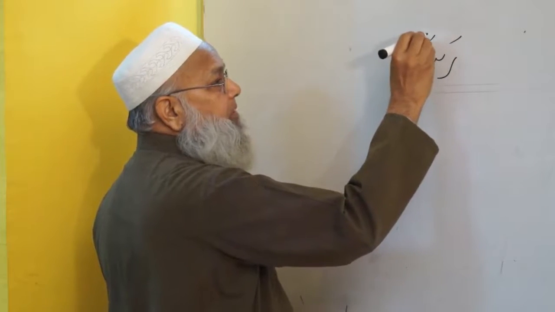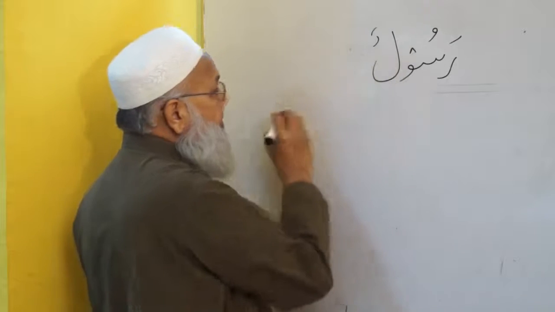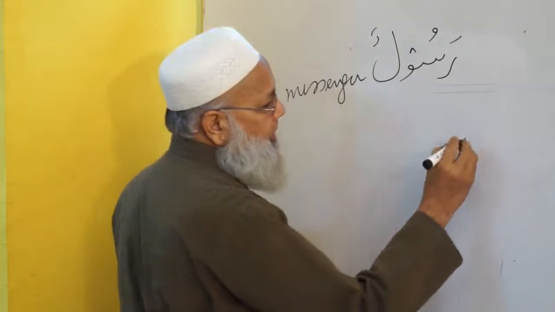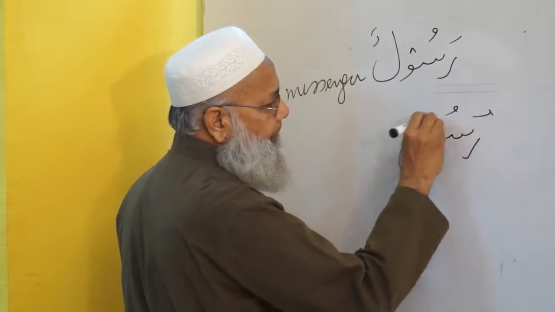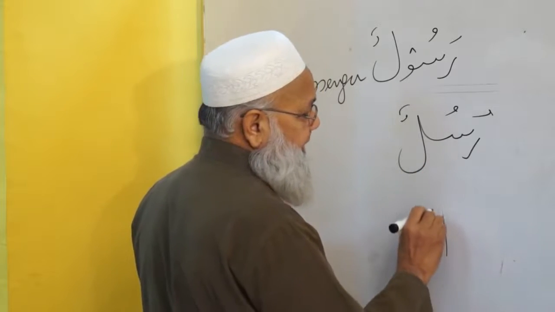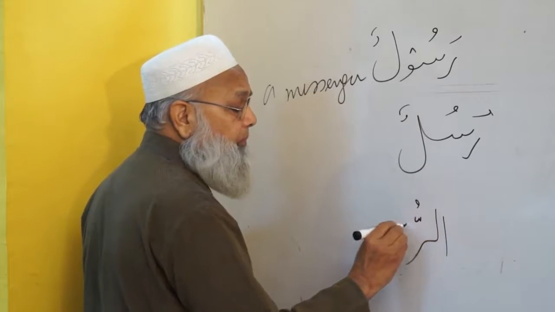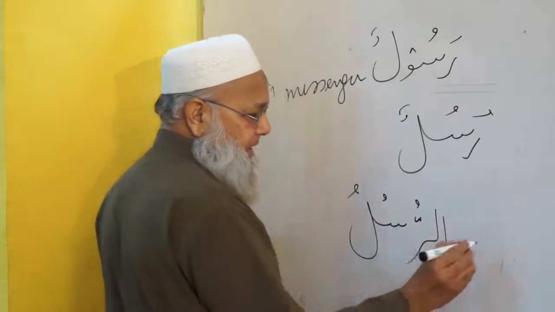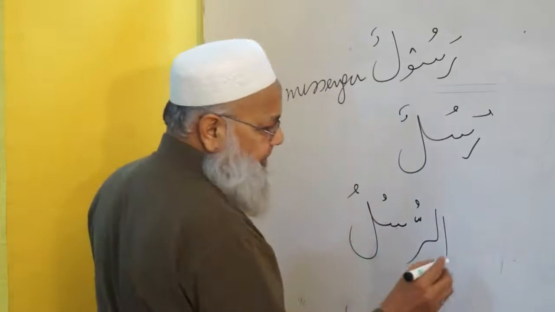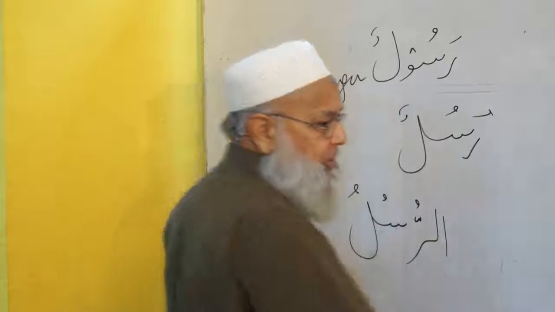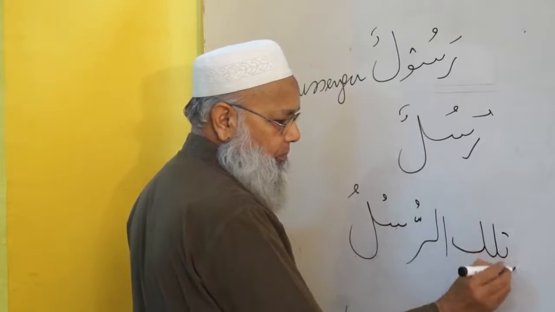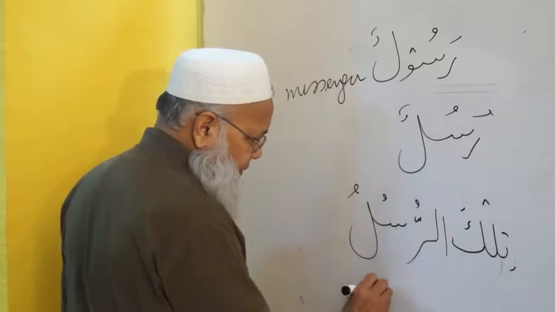Rasulun is a messenger. And plural is rusulun. So, to say these messengers, first of all, you will convert it to definite by adding alif lam, ar-rusulu. This is the first step, and then you will choose according to the noun. Since this is a broken plural, Allah Almighty has used the singular feminine ismul ishara for this, tilkar rusulu. Tilkar rusulu, those messengers.